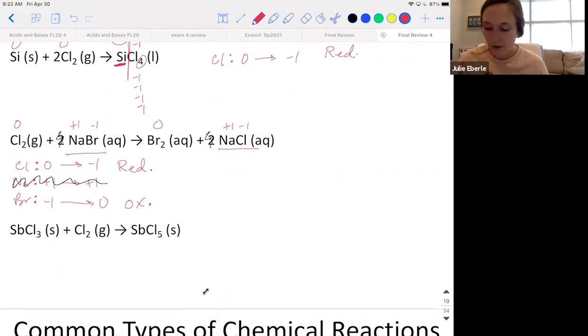All right, this last one, let's go ahead and assign the easy parts. Anything by itself is a 0. So I'm going to write underneath, chlorine here has to be a 0. All right, Sb is antimony. We don't see that element a whole lot. SbCl3.